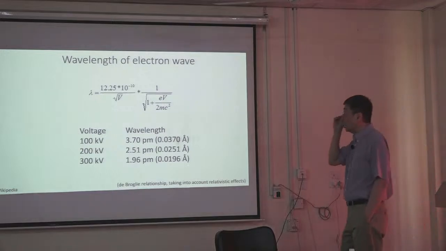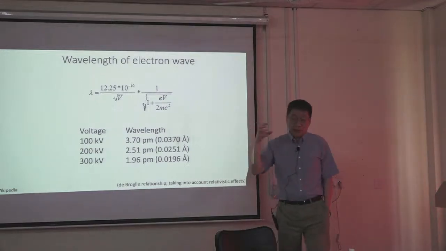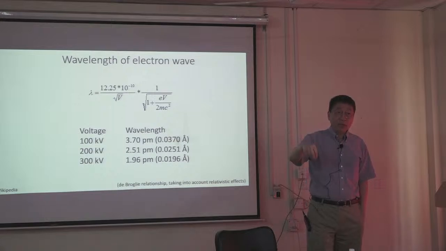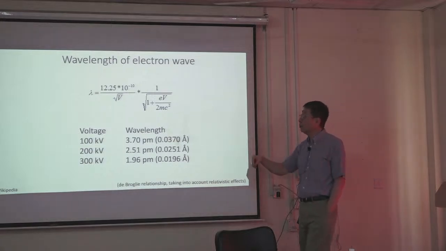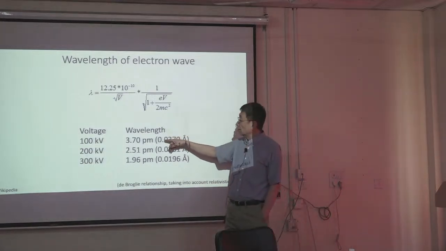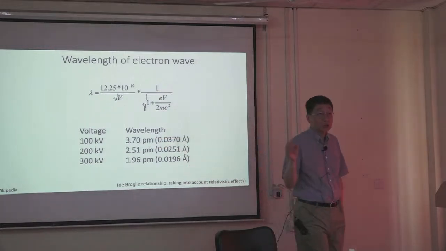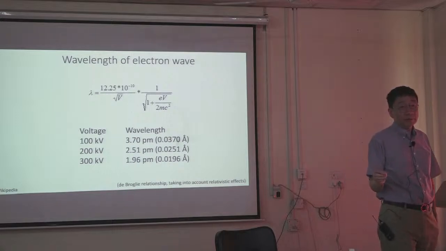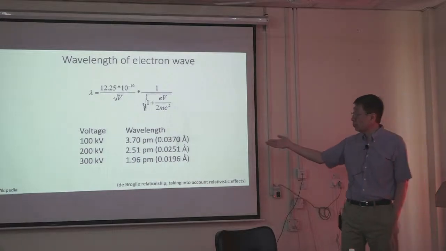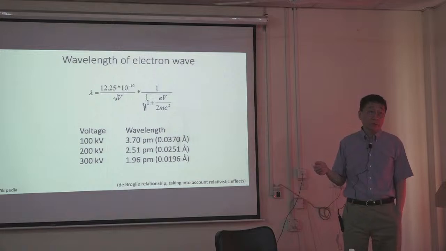So the wavelength of the electrons: electrons behave as waves. They interact with your sample. The wavelength is about 0.02 or 0.03 angstrom, so much shorter than the X-ray wavelength we use, which is about 1 angstrom. This is about 0.02 angstrom.